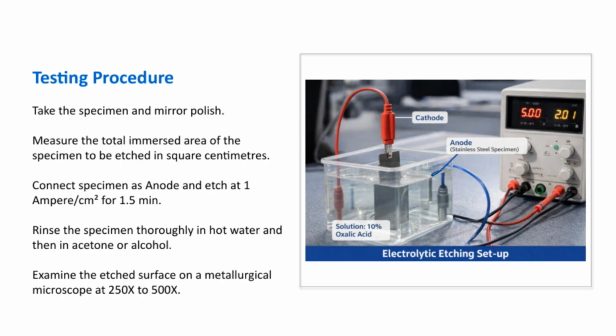After etching, rinse the specimen thoroughly, first in hot water to remove any residues, and then in acetone or alcohol to clean the surface and prepare it for examination. Finally, examine the etched surface under a metallurgical microscope, ideally between 250x and 500x magnification. This allows us to observe the microstructure details effectively. This step is essential because it helps us analyze the microstructure's features, which tie back to our overall goal of understanding the material's properties.